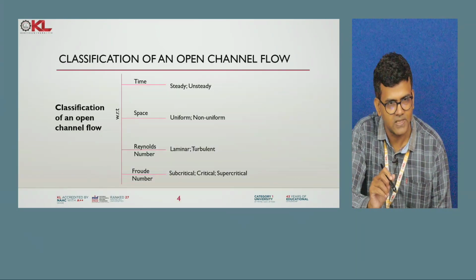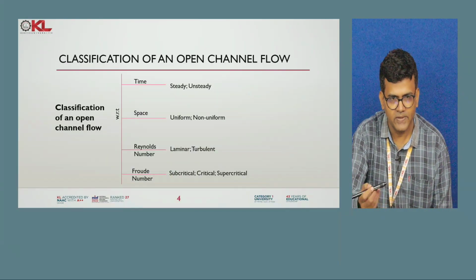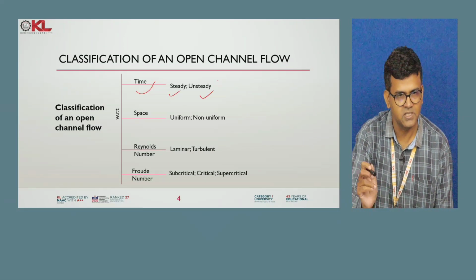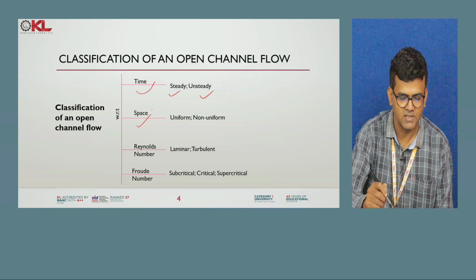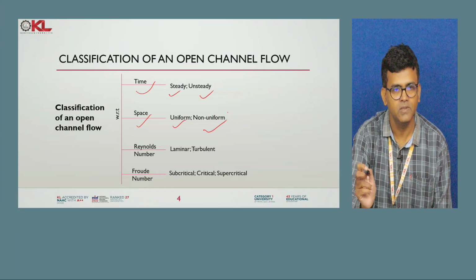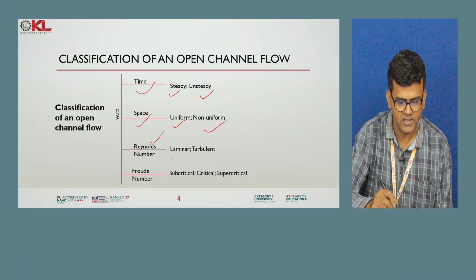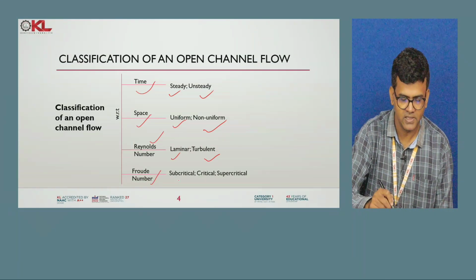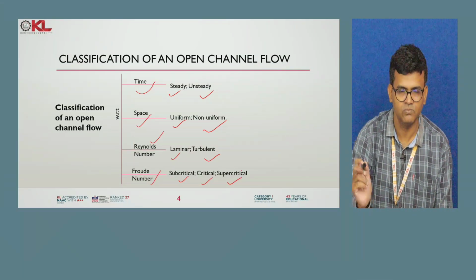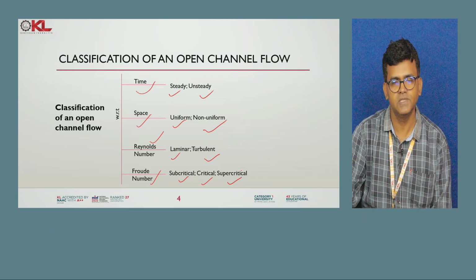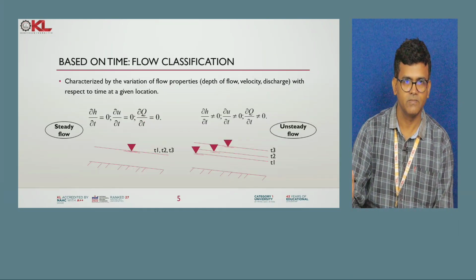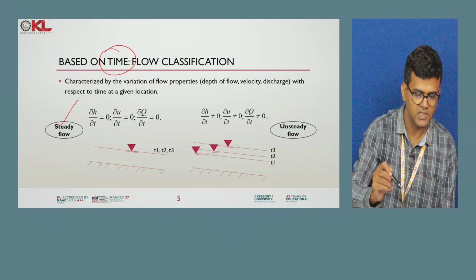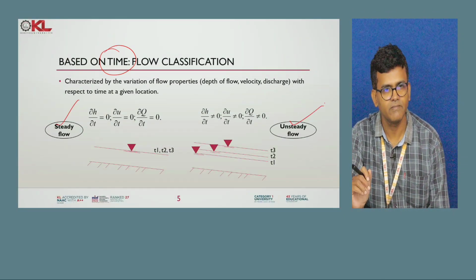Now the flow classification. Various types of flow are there. Based on time, it can be steady or unsteady flow. Based on space, it may be uniform or non-uniform. Based on the Reynolds number, it may be laminar or turbulent. Based on the Froude number, it may be subcritical, critical and supercritical. We will see each one by one. Based on time, it may be steady or unsteady.